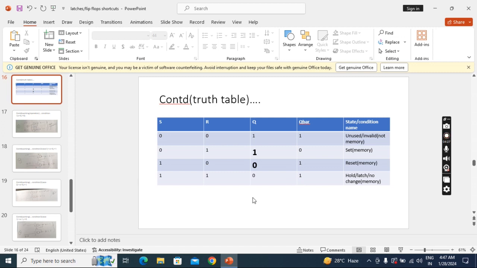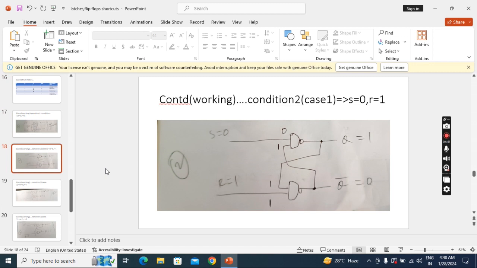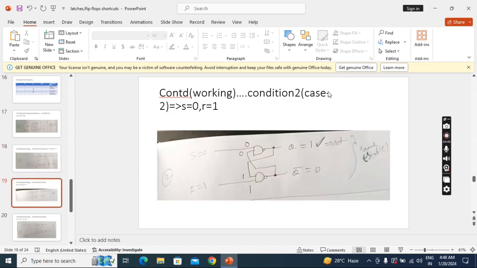Here you may get confused between stable output and hold. Hold means when we compare different conditions, that is hold. Stable means in the same condition. Suppose I take condition 2, case 1, and condition 2, case 2. In the same condition, when we compare outputs, that is called stable. But when we compare in different conditions, that is called hold. So this is the working of a NAND latch, the SR non-gated NAND latch.